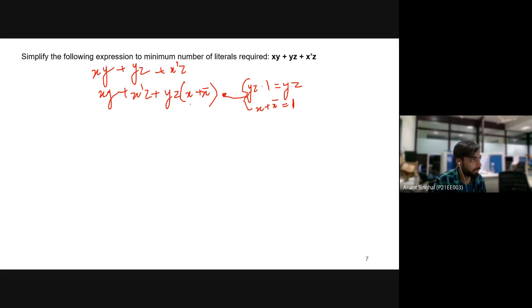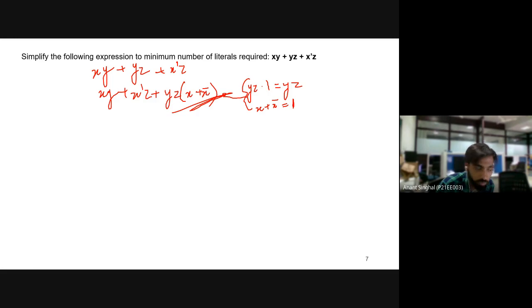Did you get this part? Can I do this? Will it remain the same if I add this x plus x bar? Please verify once if you get this part. Yeah, okay, Shani got this part.